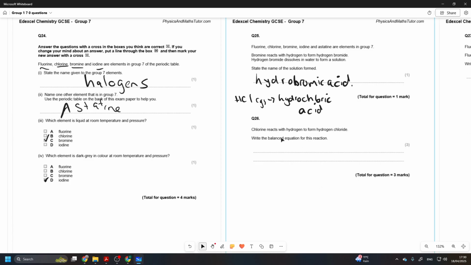Right, 26. What have we got here? Write the balanced equation for the reaction of chlorine with hydrogen to form hydrogen chloride. So, let's just do this. Chlorine is a halogen, is found in a pair. So it's Cl2. Okay. Hydrogen is also found as a pair, H2. That's going to make HCl. Right, we've now got to balance it. Okay, now please note you've got 2 out of 3 just for writing that.